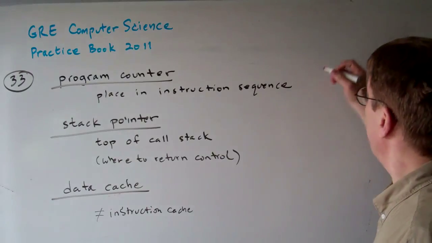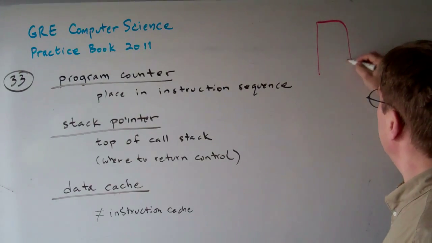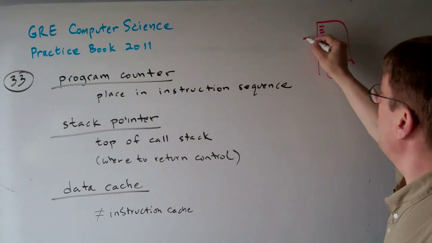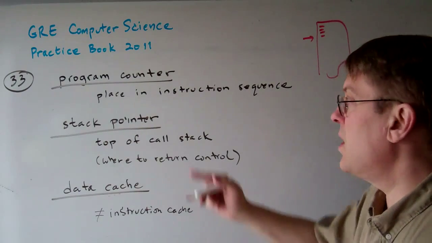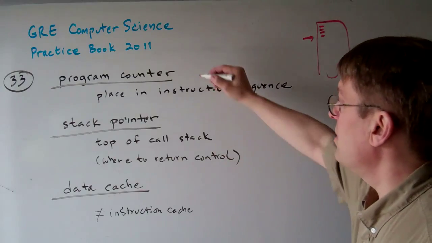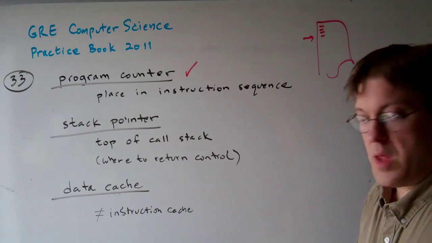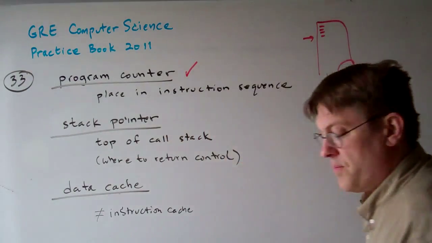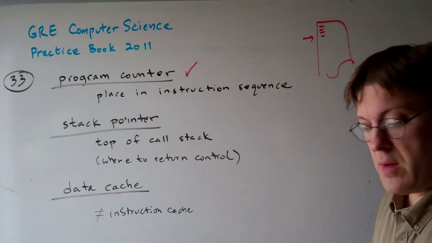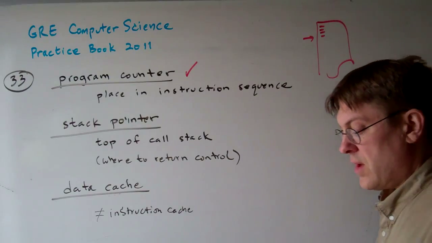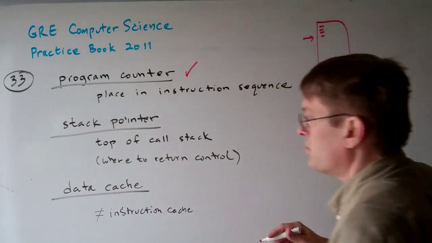So let's suppose you have a program and it's going down along. Every time it executes the next line of instructions, it updates the program counter. So this happens every time, so of course that one's going to be one of them. Now the second one, you can look that up on the internet, but that's what that is. The second one is a stack pointer.